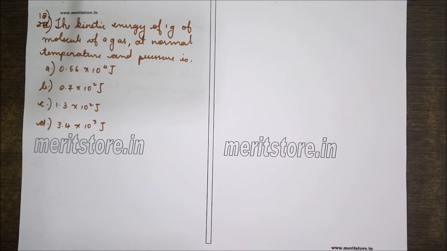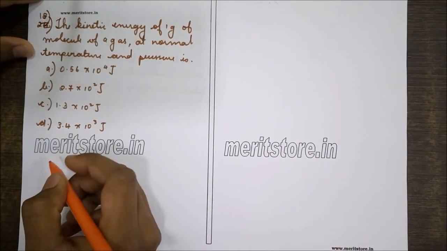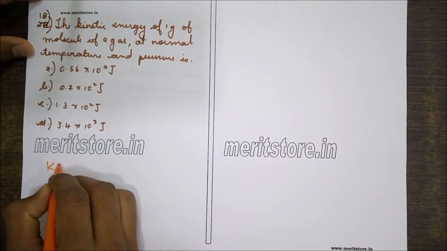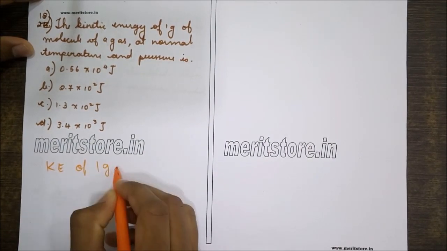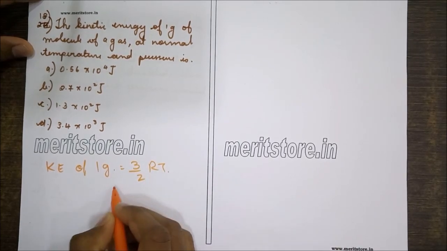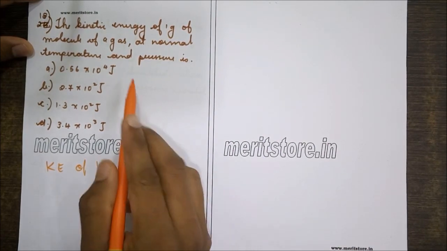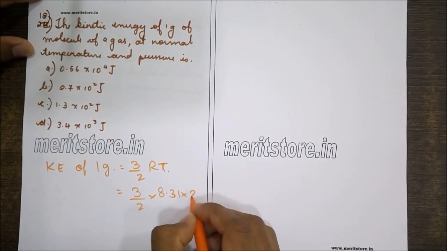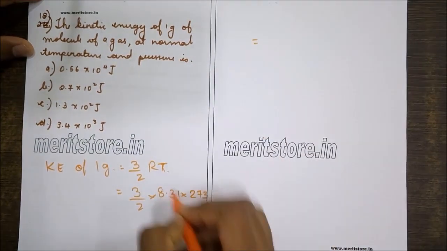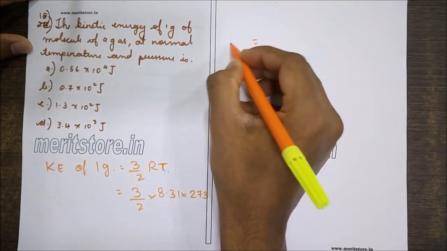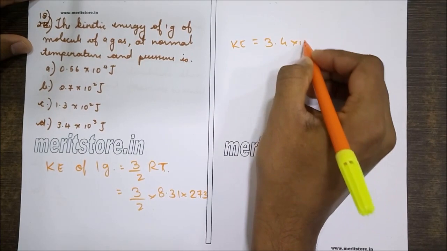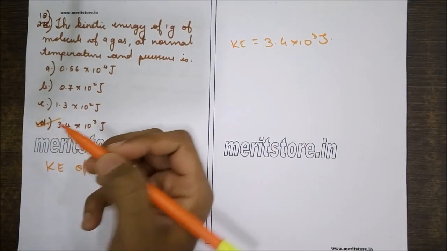The kinetic energy of 1 gram molecule of a gas at normal temperature and pressure is, the options given are 0.56 into 10 raised to 4 joules, 2.7 into 10 raised to 2 joules, 1.3 into 10 raised to 2 joules, and 3.4 into 10 raised to 3 joules. Now, the kinetic energy for 1 gram molecule is given by 3 upon 2 times RT. Now substituting the values, 3 upon 2, the value of R is 8.31, and for normal temperature and pressure, the value of T is 0 degrees Celsius or 273 Kelvin. Now solving this expression, we get the value of kinetic energy as 3.4 into 10 raised to 3 joules. So that is nothing but option number D.